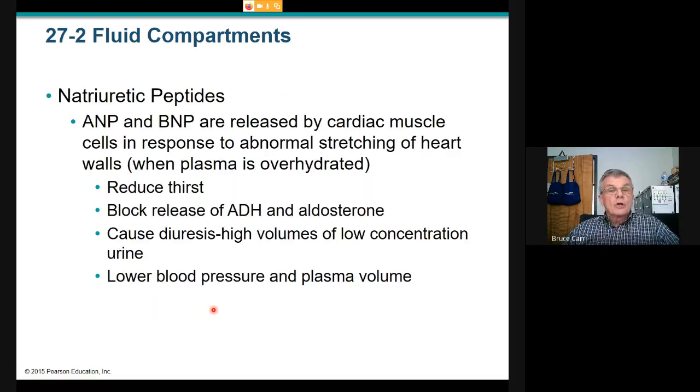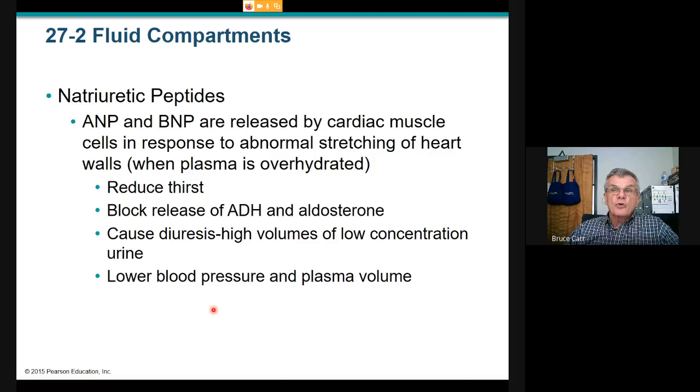Natriuretic peptides, you'll recall, were simple. They simply countered the effect of ADH and aldosterone and angiotensin, those products of the renin cascade. And they basically are released by the cardiac muscle when there's abnormal stretching of the heart.